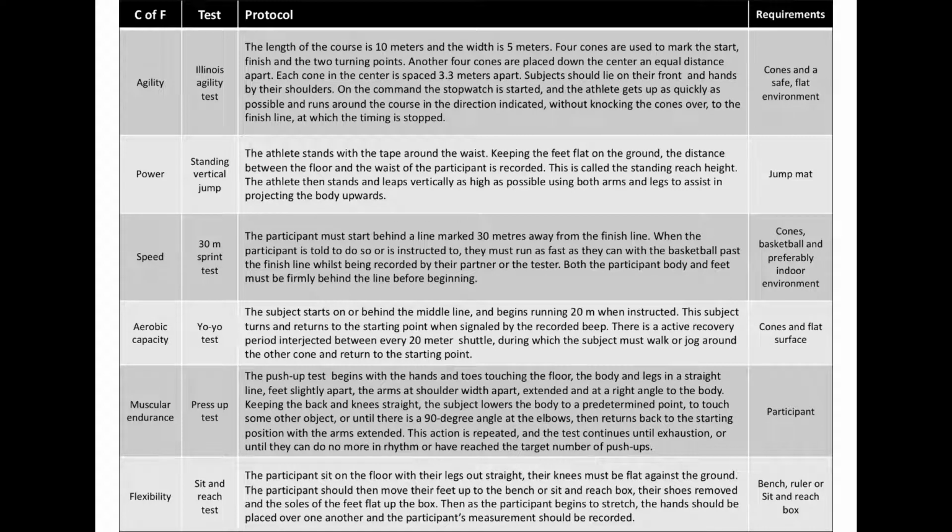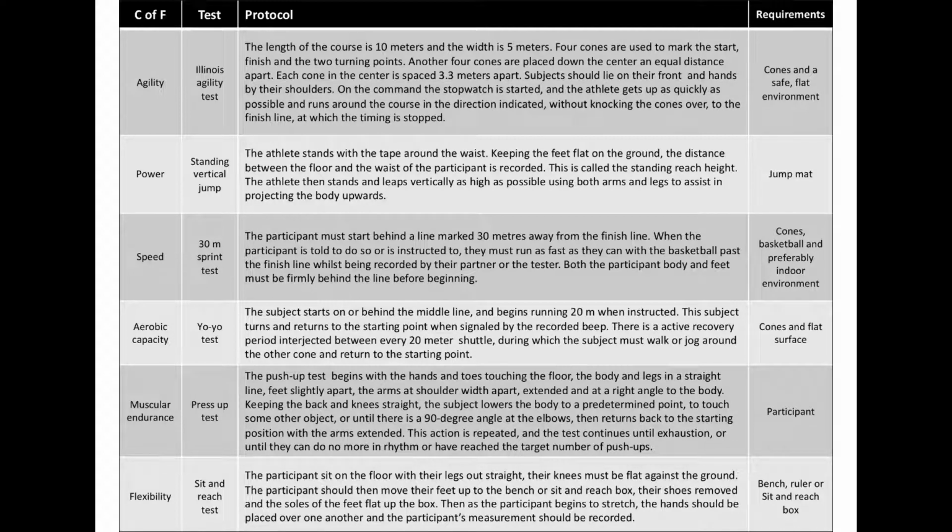Keeping the back and knees straight, the subject lowers the body to a predetermined point to touch some other object, or until there is a 90-degree angle at the elbows. They then return back to the starting position with the arms extended. The action is repeated, and the test continues up until exhaustion, or until they can do no more with the rhythm, and they have reached the target number of push-ups.